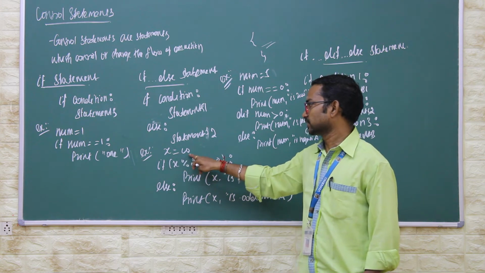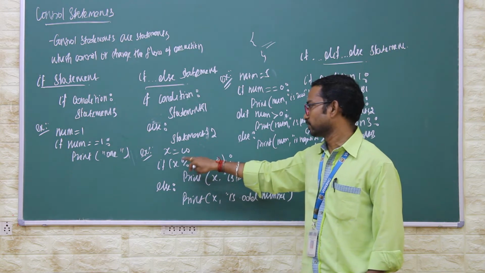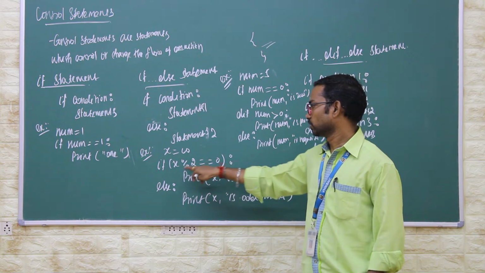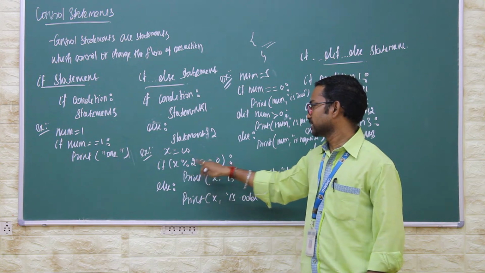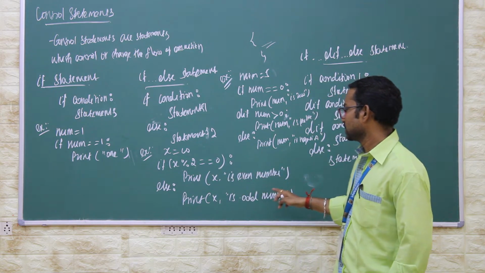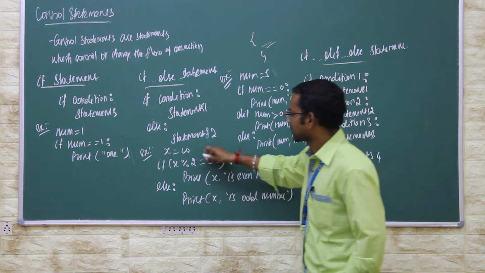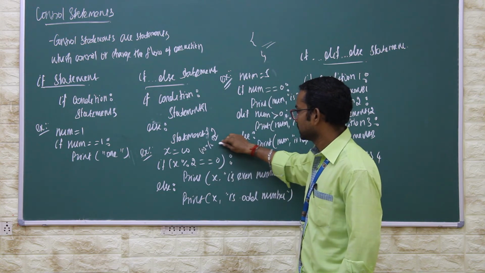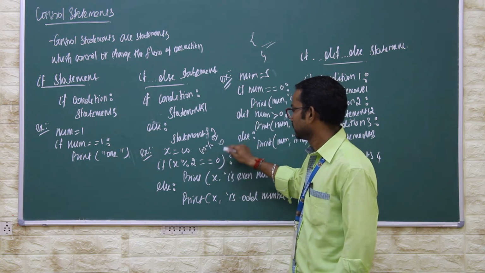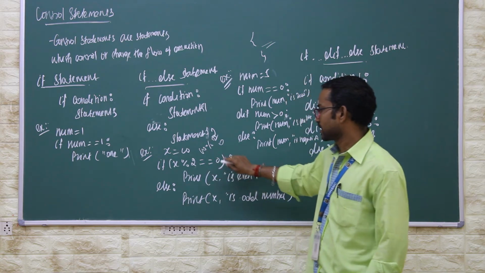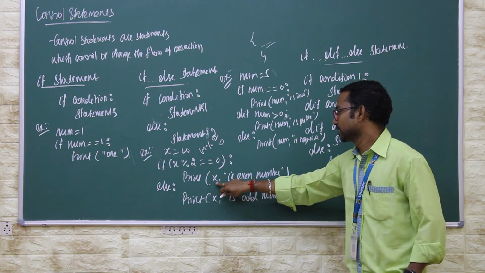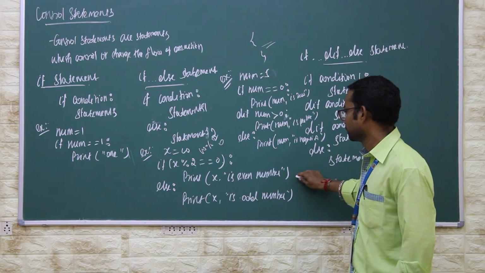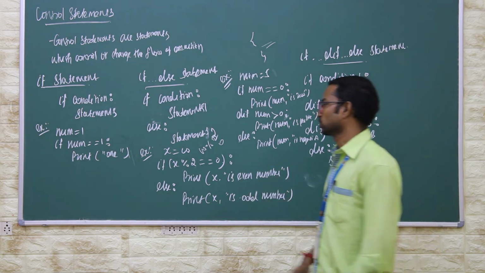The variable x is assigned the value 10. If x modulo 2 double equal to 0, that condition is satisfied and true, then x is an even number. So in this example, x is 10, and 10 modulo 2 gives the result 0. 0 double equal to 0, the condition is true. This displays the output: 10 is even number.